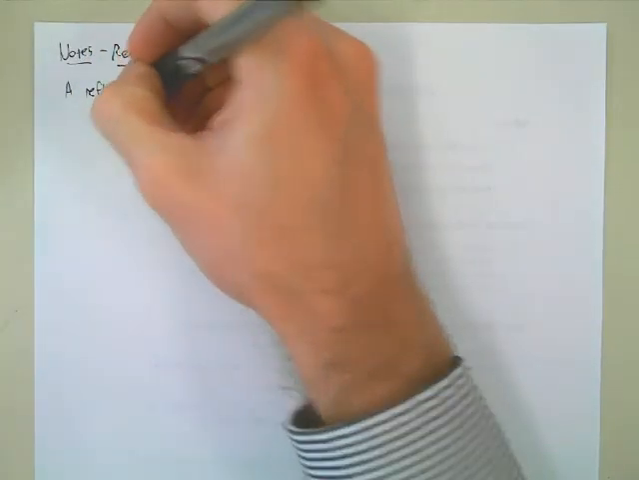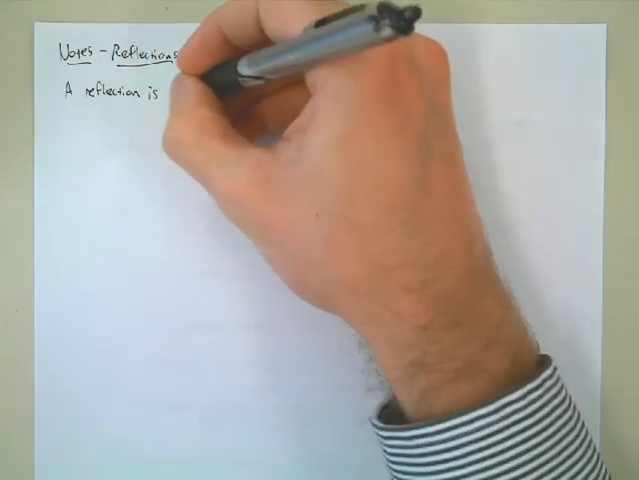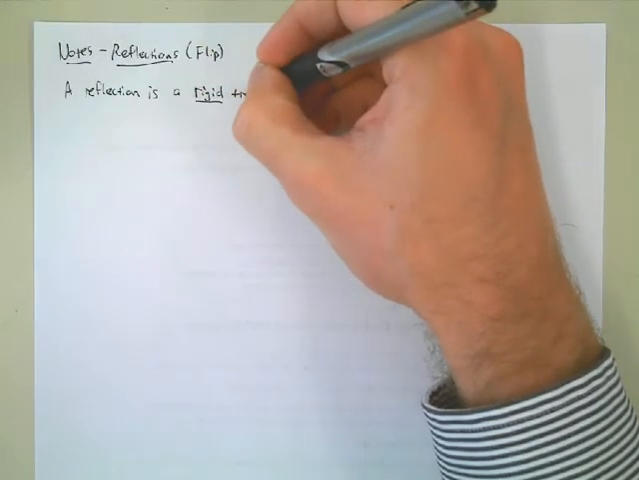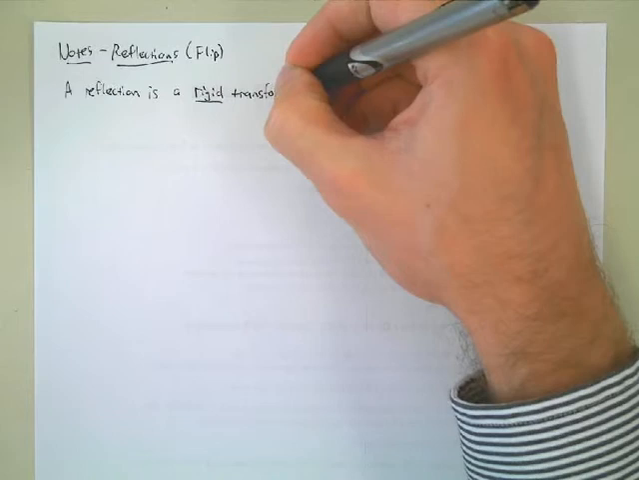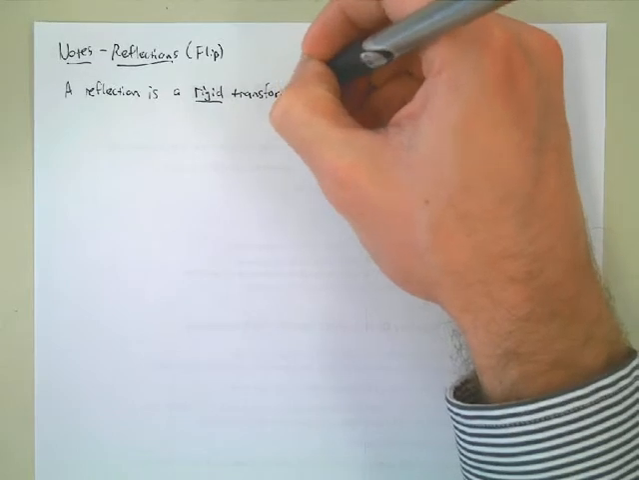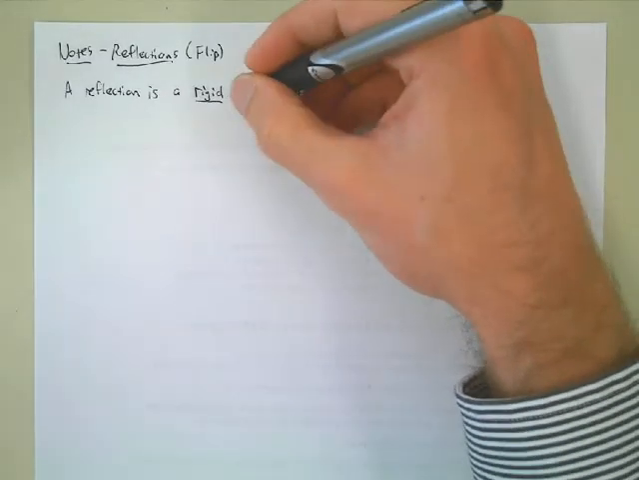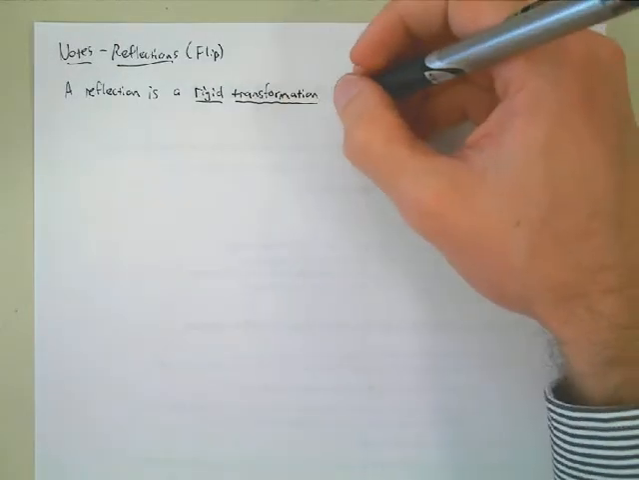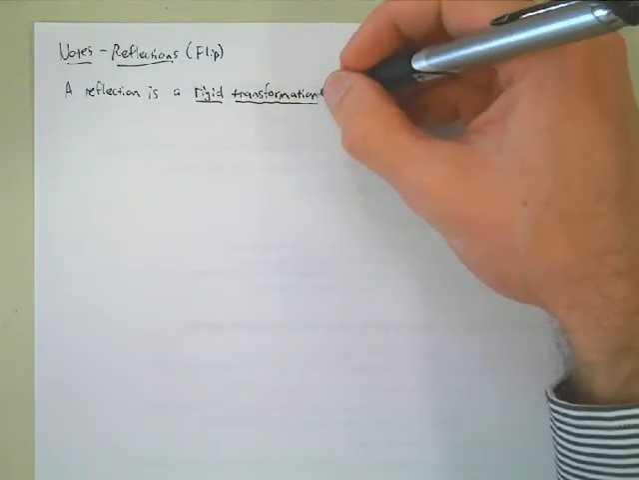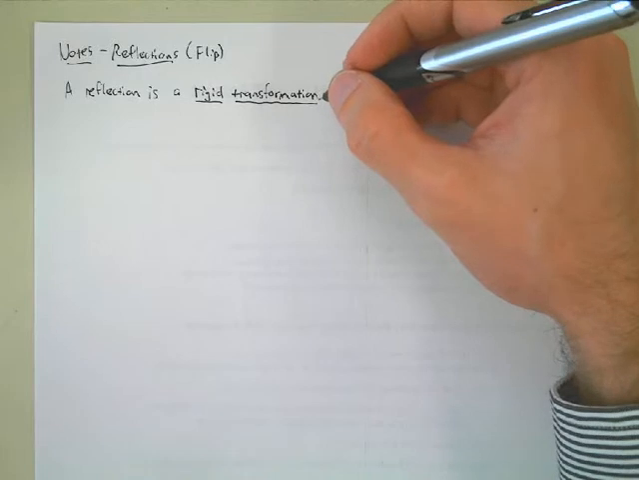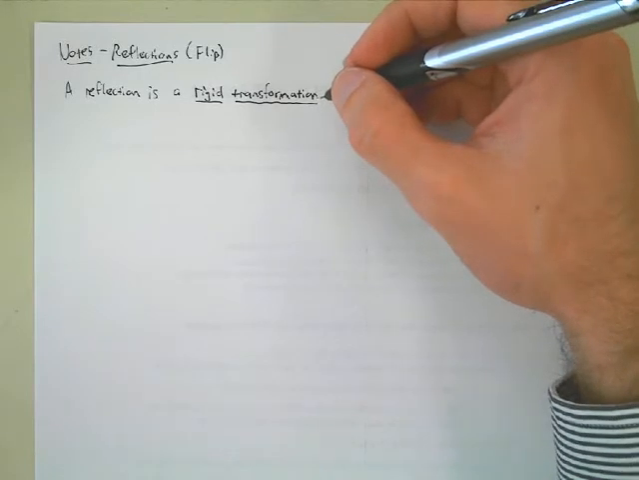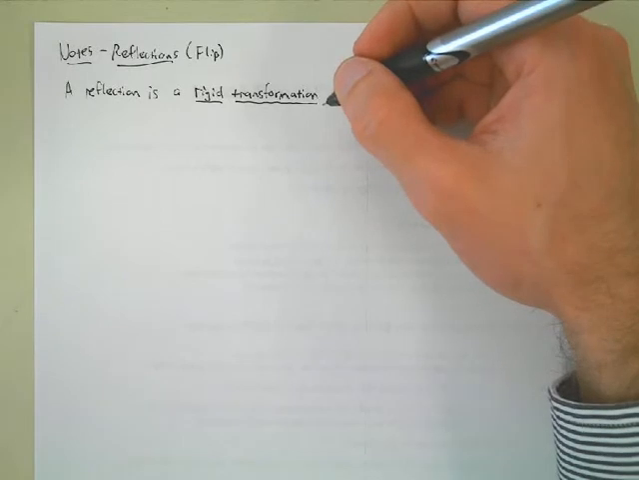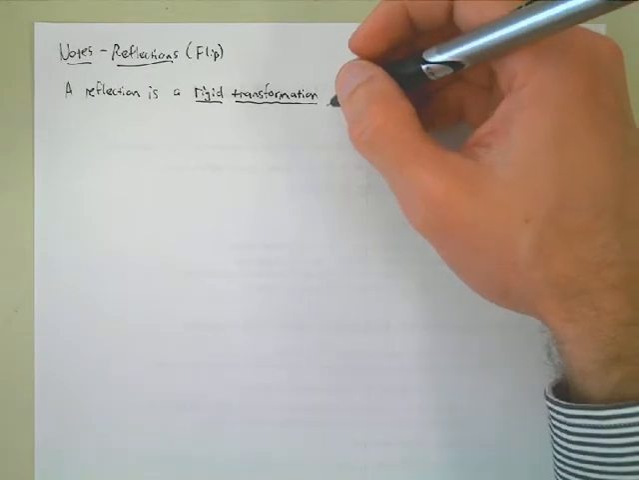if we define it, it is a rigid transformation. Now the word rigid means that it doesn't change, it's fixed. A rigid transformation just means that the shape or the object that's being reflected does not change its shape or its size. It stays the same shape, it stays the same size. It stays rigid as it's transforming.